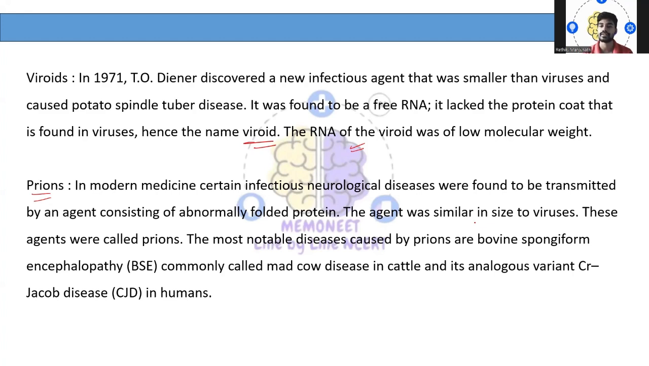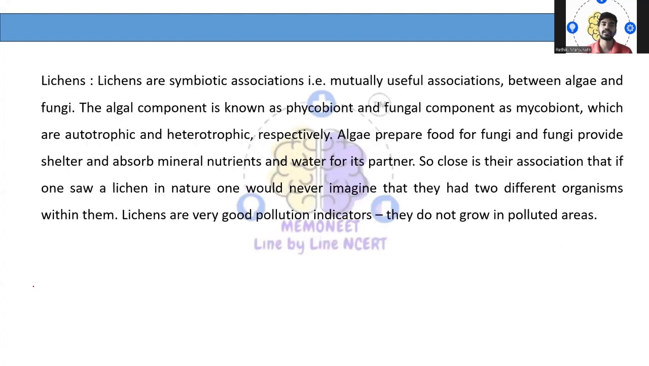And you can also see the same thing in human beings. It is caused by an analogous variant, that is Creutzfeldt-Jakob disease in humans. It affects your neurons, leading to abnormal folding of the protein, which leads to neurological diseases.